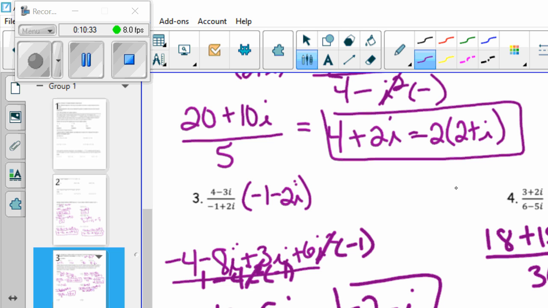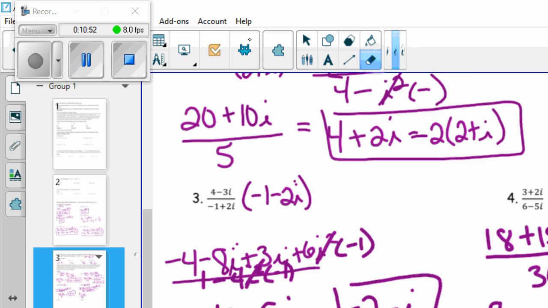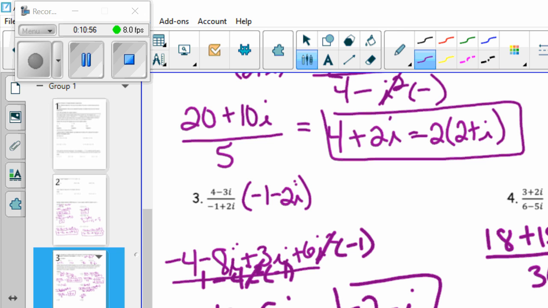So on top, I have an 18 and a negative 10. So 18 minus 10 gets me 8. 15i plus 12i gets me 27i. Over, 36 plus 25 gets me 61. I see that I have an 8 plus 27i and a 61.